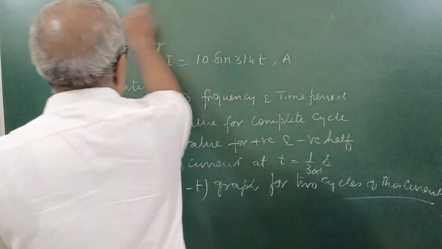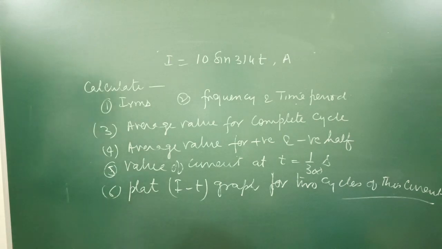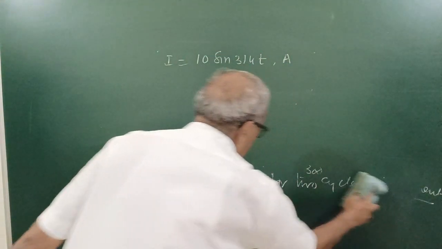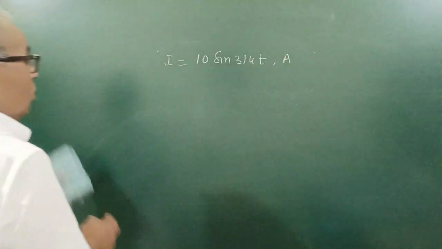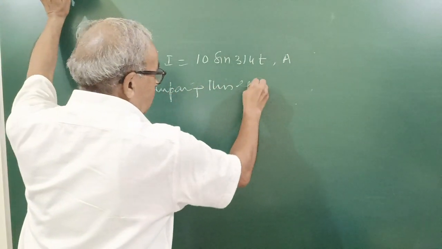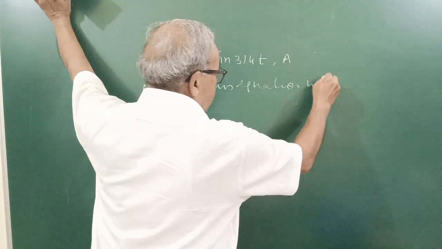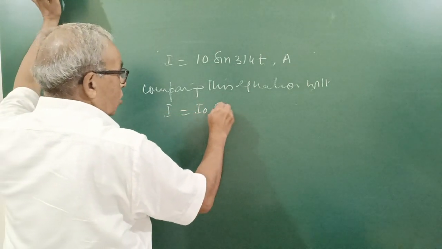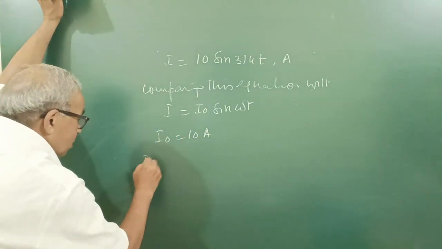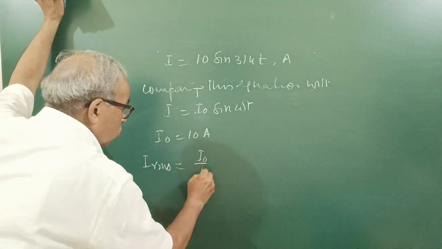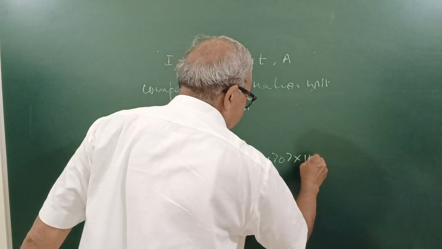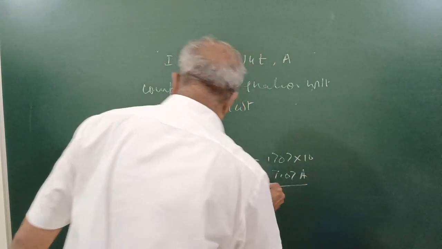We are given I equal to I zero sine omega t as the current. First of all, you are asked the RMS value. To find the RMS value, comparing this equation with I equal to I zero sine omega t, we get I zero equal to 10 ampere, and hence I RMS is equal to I zero by root 2, that is 10 upon root 2, which is 0.707 into 10. So it is 7.07 ampere is the RMS value.